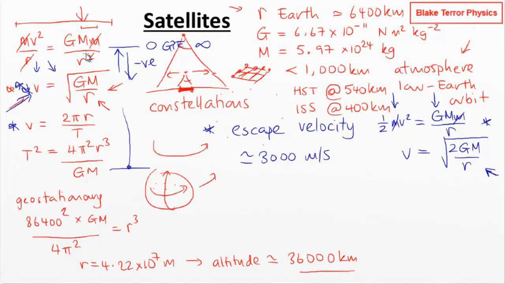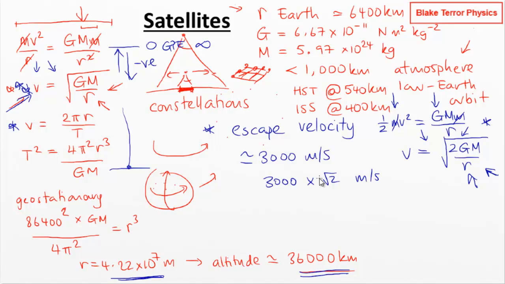If it was going to escape, so no longer be in a stable orbit but actually escape the gravitational clutches of the Earth, then it will have to move root 2 faster than this. So we've got that multiple of root 2 in this equation here. If it was doing 3,000 multiplied by root 2 meters per second, then it would have escape velocity from that orbital position. That is from that radius r, from that altitude of 36,000 kilometers, or that distance from the center of the Earth of 4.22 times 10 to the 7 meters.